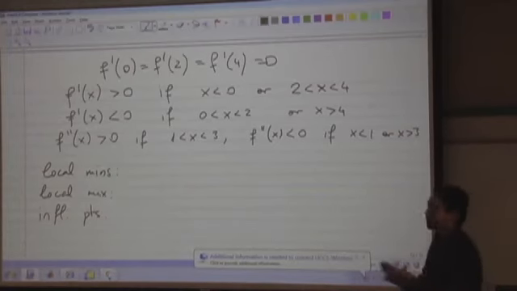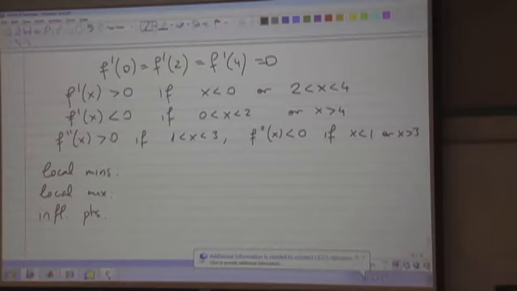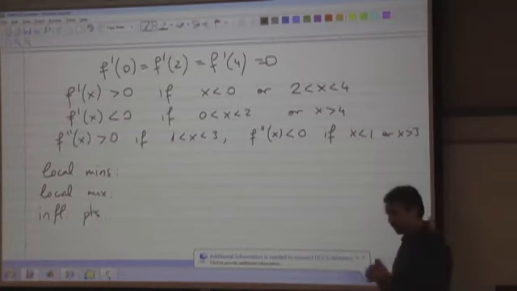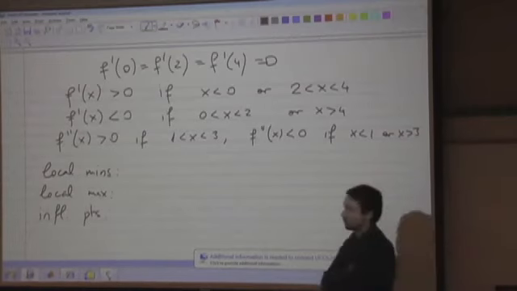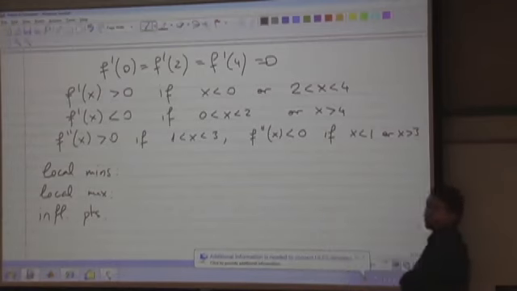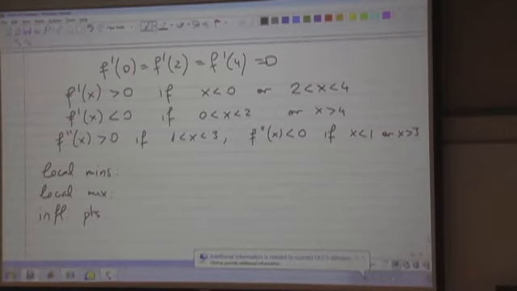Local mins. I'm waiting. What does the first derivative test say? C has to be a critical point, right? How many critical points do we have? 3: 0, 2, and 4. Right? Is 0 a local min or a local max? Or neither?